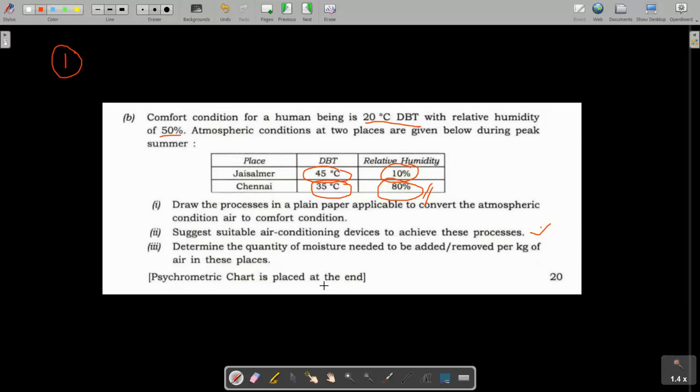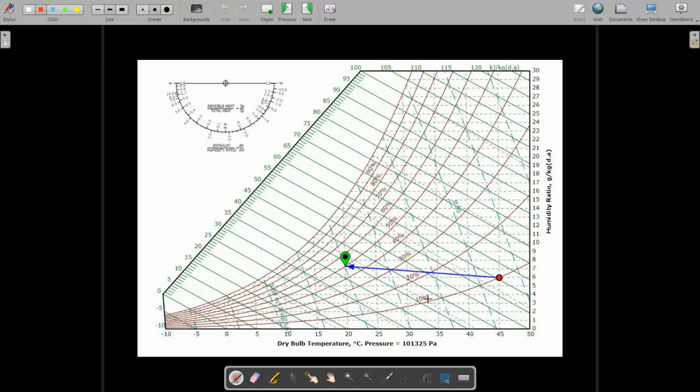The psychrometric chart is attached in the UPSC paper, but I have already plotted the values, because if I attach the chart it might be too blurry to read the values. This is for Jaisalmer. The red point is the initial condition, that is 45 degrees Celsius dry bulb and 10% relative humidity, as you can see here, and this is our final desired condition.